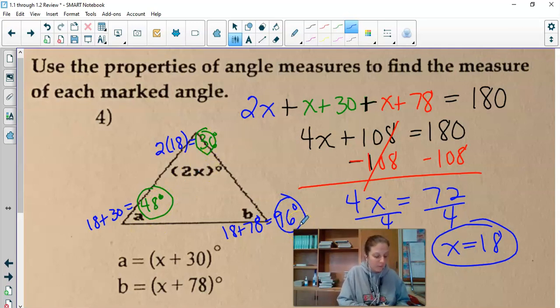If you want to just verify them, you can just add them up quickly in a calculator. So 48 plus 36 plus 96, and I got 180. So that works.